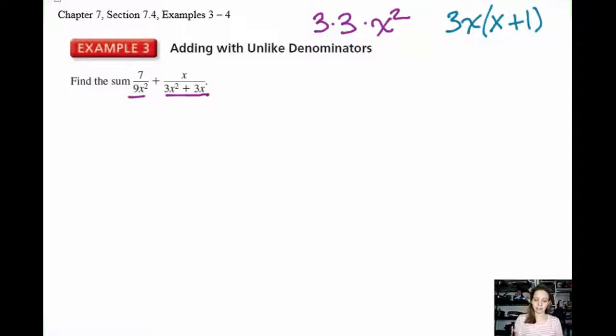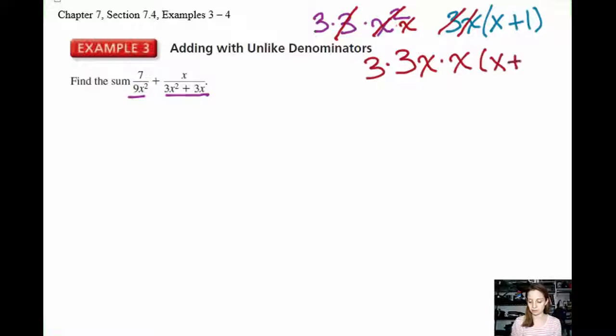I'm going to look for any common factors. We have a 3. I'm going to pull one 3 down. And we have 1x. We're still left with an x here. So we have 1 common x. And then I'll pull everything else down. We have a second x. We have the 3. And we have the x plus 1. So to simplify, our common denominator is 9x squared times x plus 1.